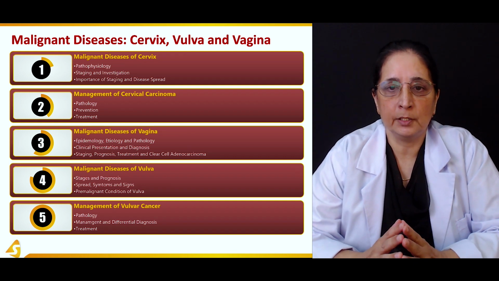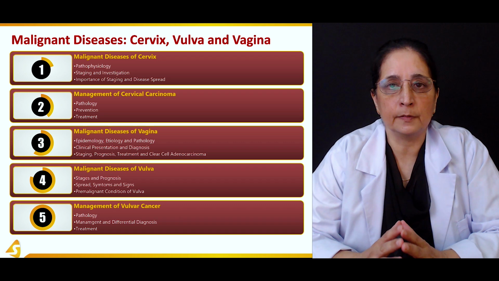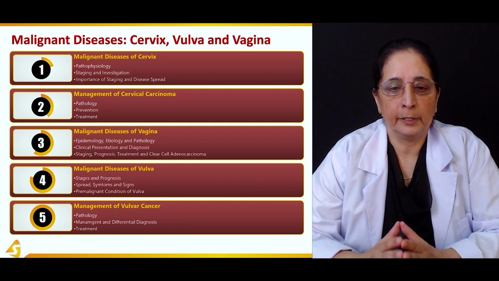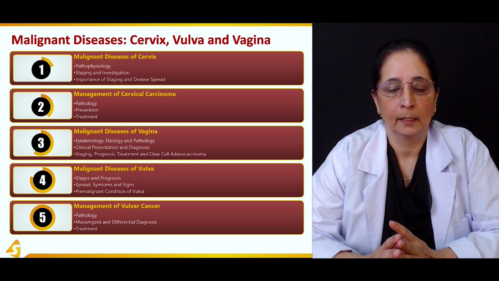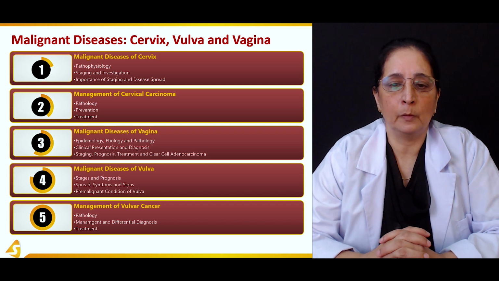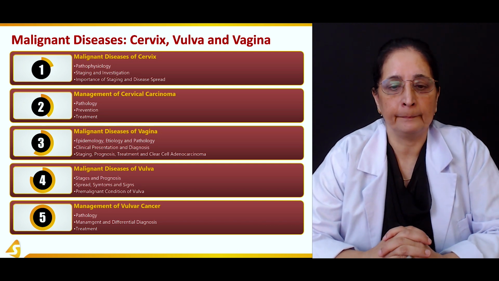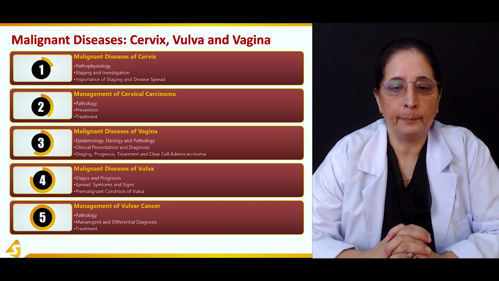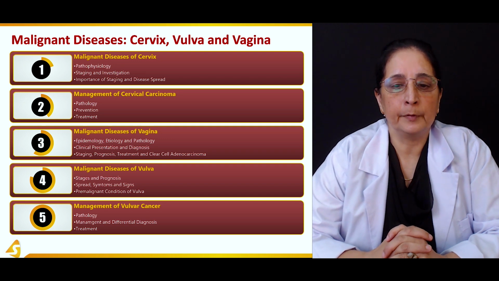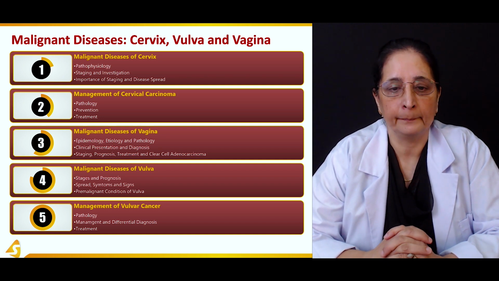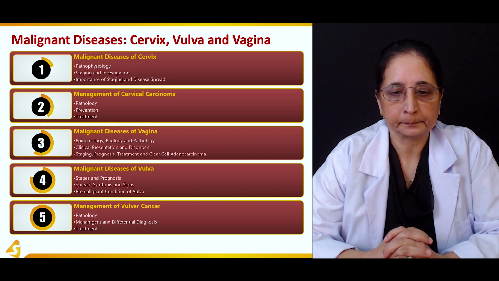Then in the second section, we will talk about the management of cervical carcinoma, pathology, prevention, and treatment of cervical carcinoma. In the third section, we will talk about malignant diseases of vagina. And in this, we will talk about epidemiology, etiology, and pathology, clinical presentation and diagnosis of malignancy in vagina, and then also staging, prognosis, treatment, and what's clear cell adenocarcinoma.